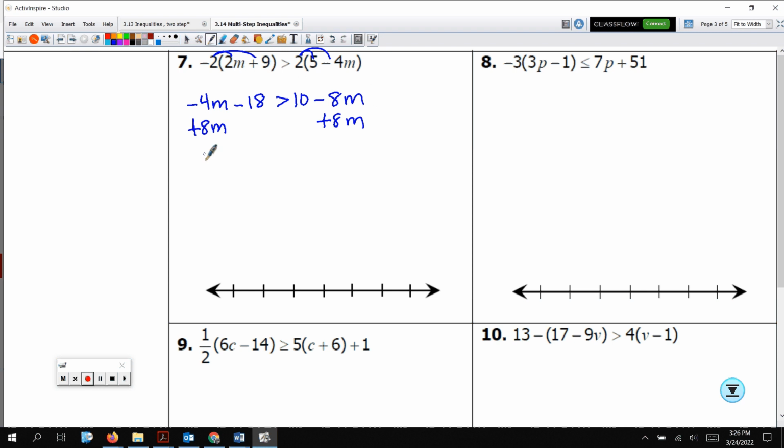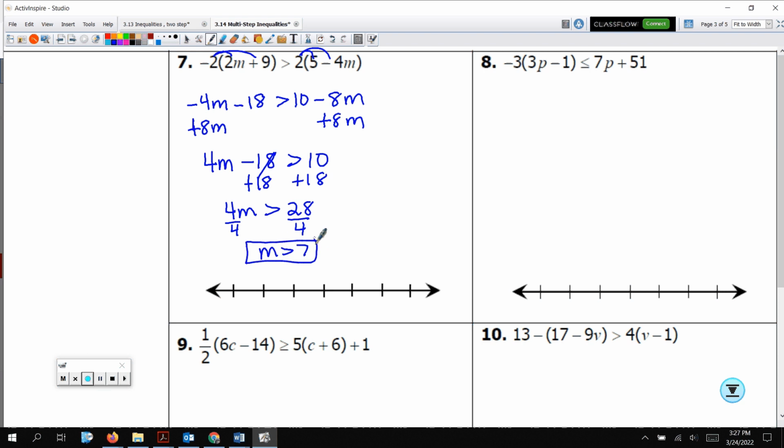Negative 4 plus 8 is positive 4m. Bring everything else down. At this point, you should be very comfortable with the 2-step inequalities because we're simply going to add 18. 4m is greater than 28. Divide by 4. And m is greater than 7. Open circle at 7, going to the right.